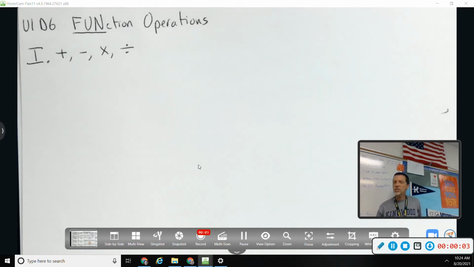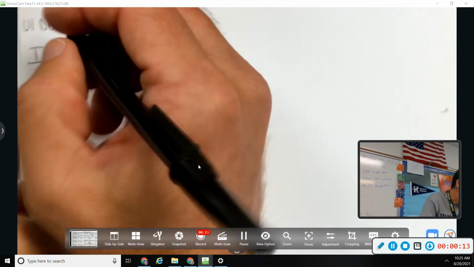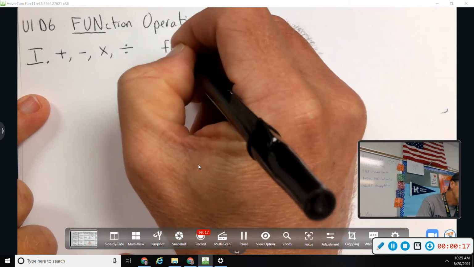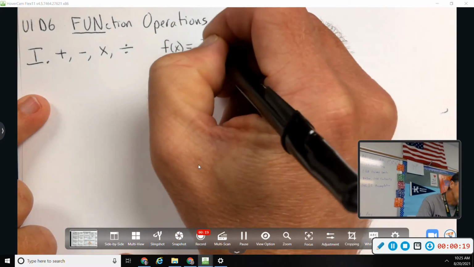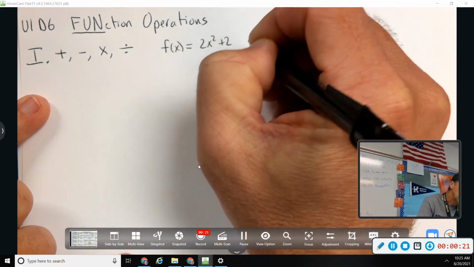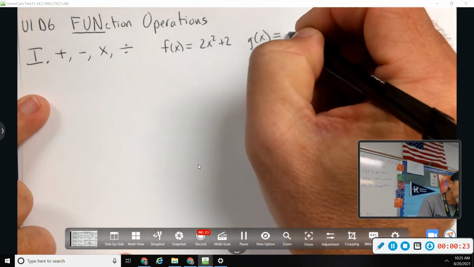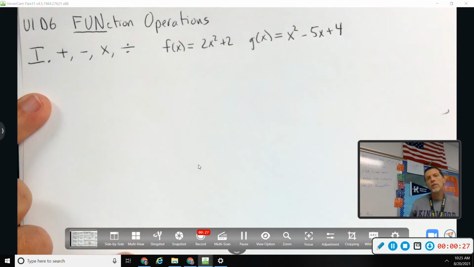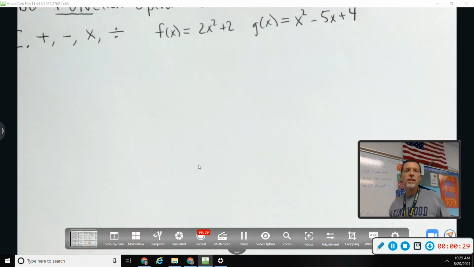Function operations. Roman numeral 1 is pretty quick. It should be all review. Roman numeral 2 should be review, but it's stuff that you're not quite as good at usually. Because Roman numeral 1 is review, we'll just work some example problems. We don't really need to talk about the theory or explain anything. We'll just do some example problems to refresh your brain on what this is.